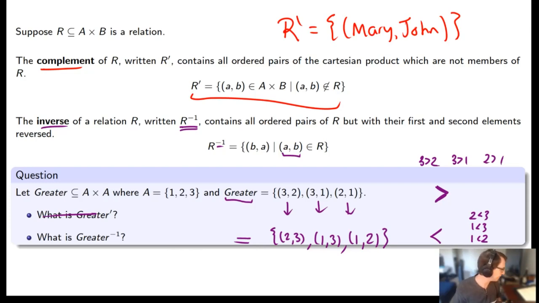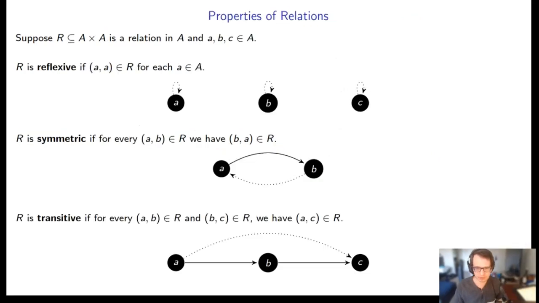Okay. So that's how we can set up relations, and that's how we can think about them in terms of verbs, but we can think about properties of relations too. So there's formal ways to talk about properties. I like to think about pictures and descriptions. And we're just going to talk about three. We're going to talk about reflexivity, symmetry, and transitivity. And here are the pictures. And we have some formal definitions here, but again, the pictures are enough.